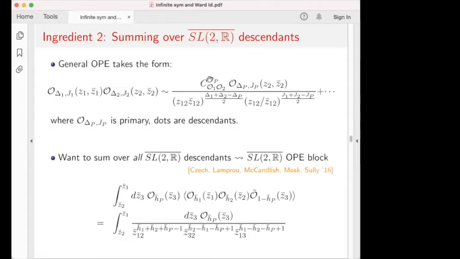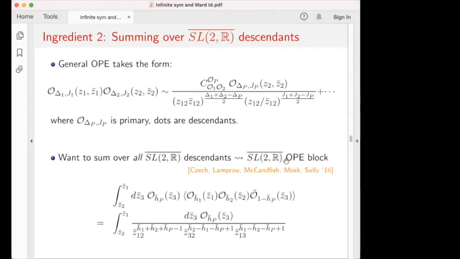So now I'm going to talk about the second ingredient, namely the summation of SL2R bar descendants. Generally we have this OPE with this structure. We have 2 primary operators. We put them together, we get another primary operator with some kinematic factors as well as some coefficient. But also we have these dots, which are the descendants. So in this talk, I want to sum over all the SL2R bar descendants.